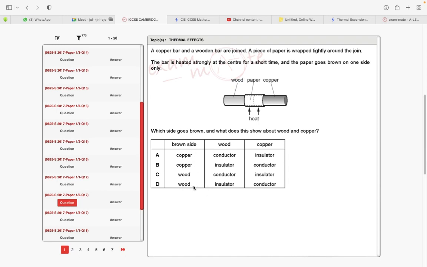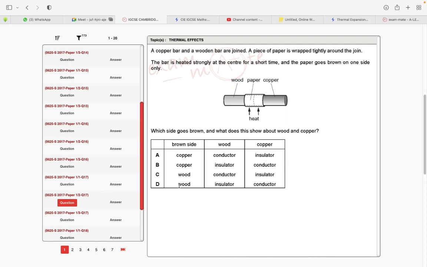The brown side is wood, and then wood is an insulator and copper is a conductor. This one says the brown side is copper, and wood is a conductor. No, this one is wrong. Copper is also a conductor, so this one is kicked out. Brown side is copper, copper is an insulator? No, wood is the insulator, copper is the conductor. So B is my contest for the answer. Let's go to C. The brown side is wood, and wood is a conductor. C is wrong. Wood is not a conductor. So the answer is between B and D.